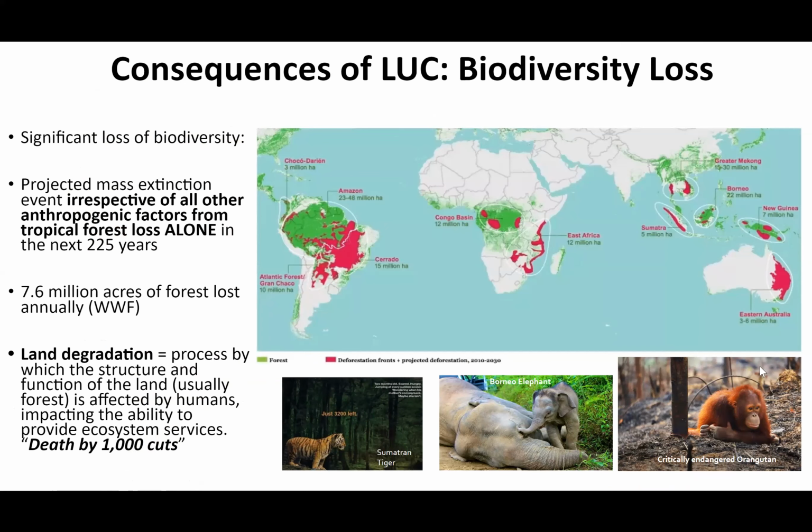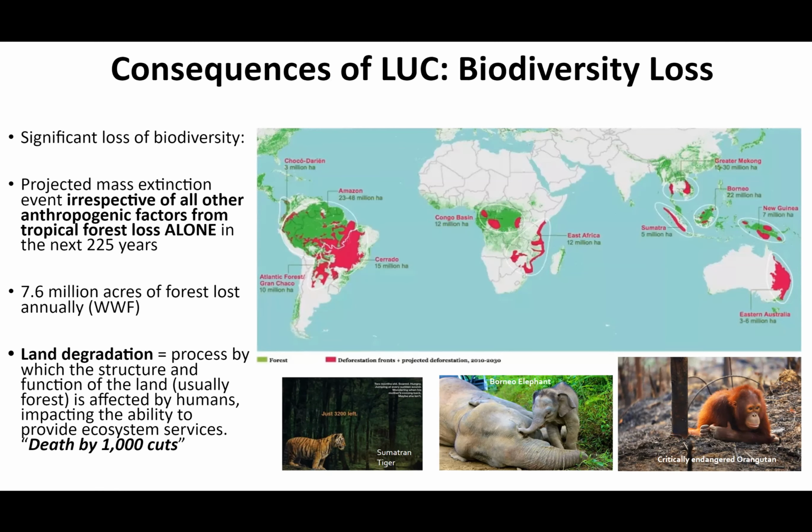So we could look at changes in land use on the global stage here, where we have forests in green and deforestation fronts, both ongoing and projected, in the 2010s to the 2030s. You can see basically all of our great forests, whether it's the Congo Basin, the Amazon Basin, the beautiful forests across the South Asian islands here, all undergoing or projected to undergo massive amounts of land use change. So, to put this in perspective, the World Wildlife Foundation estimates about 7.5 million acres of forest are lost per year.